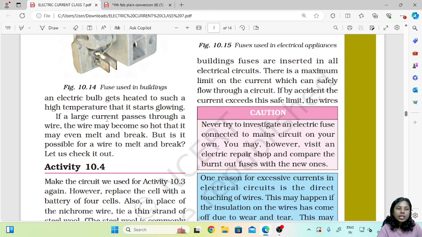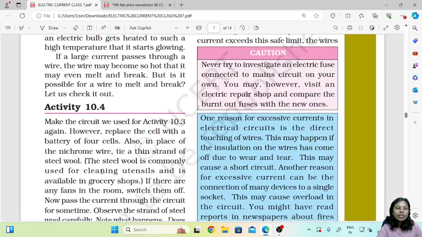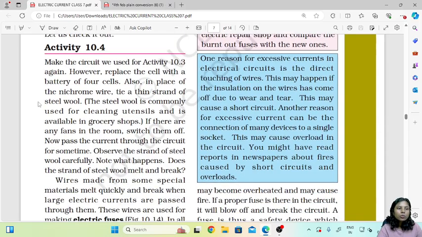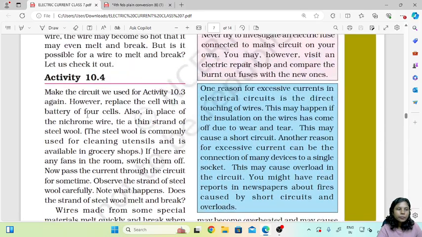So if a large current passes through a wire, the wire may become so hot that it may even melt or break. But is it possible for a wire to melt and break? Let us check it out. So now here they have given an activity. Make a circuit we used for activity 10.3 again. However, replace the cell with a battery of 4 cells. There we used only one cell. Now we are using 4 cells.